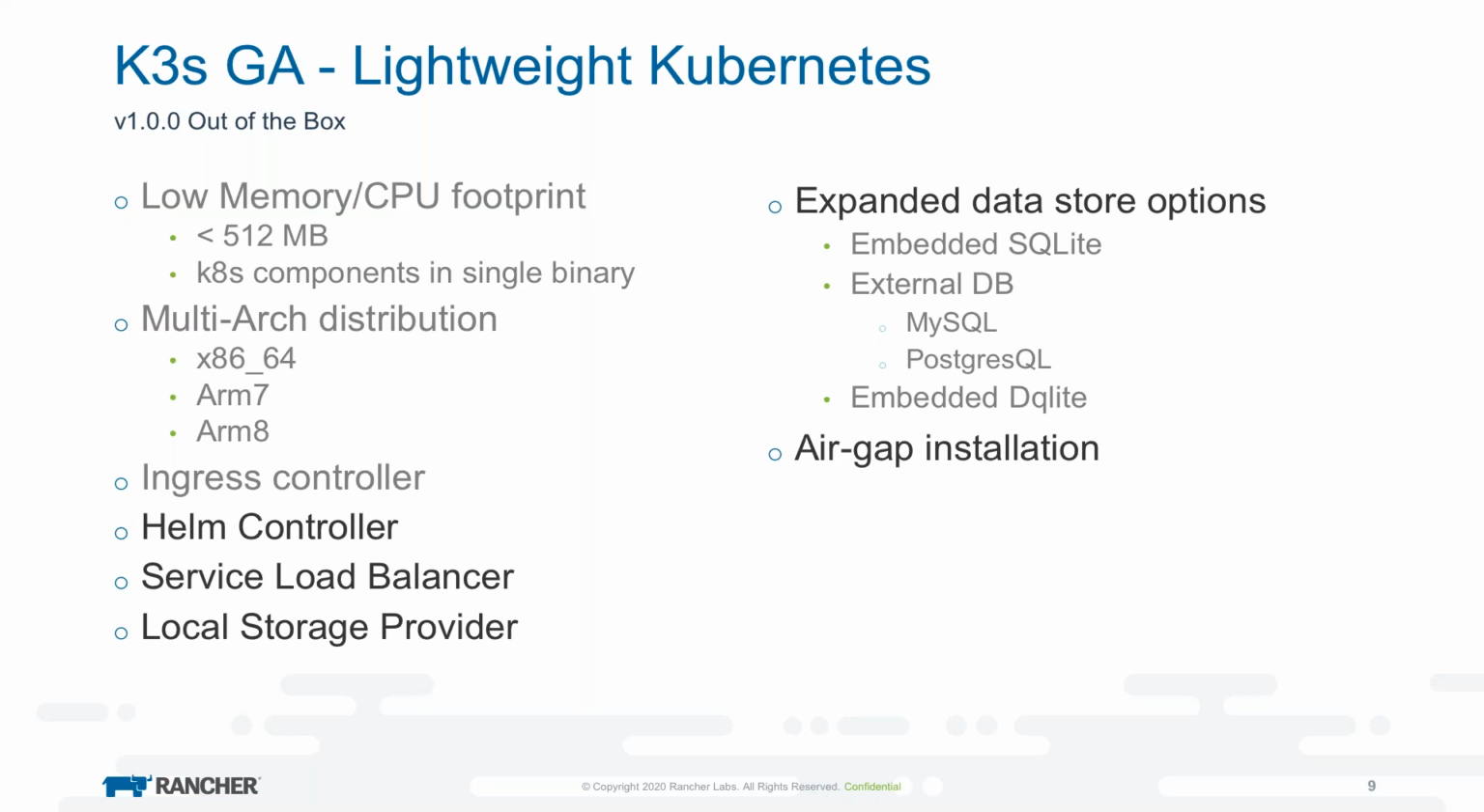We also expanded the data store options. So we had embedded SQLite, and that's how we were able to get rid of etcd and get rid of the need for 3 nodes. But we of course wanted to have something highly available. What we really did was a process. So we weren't just getting rid of etcd. We were remapping the interface for etcd to a SQL backend.